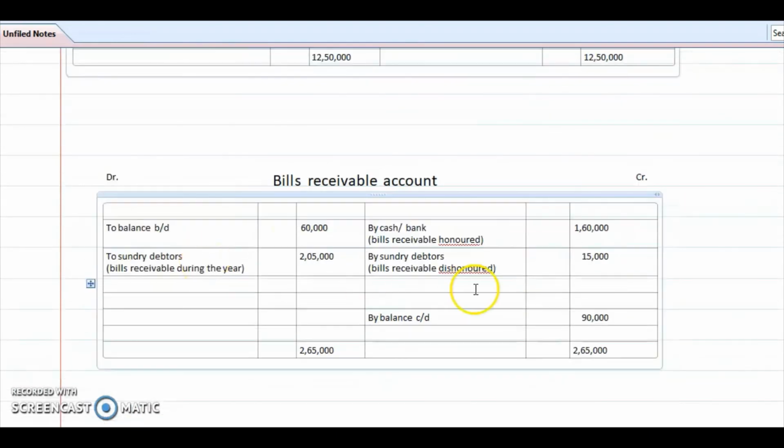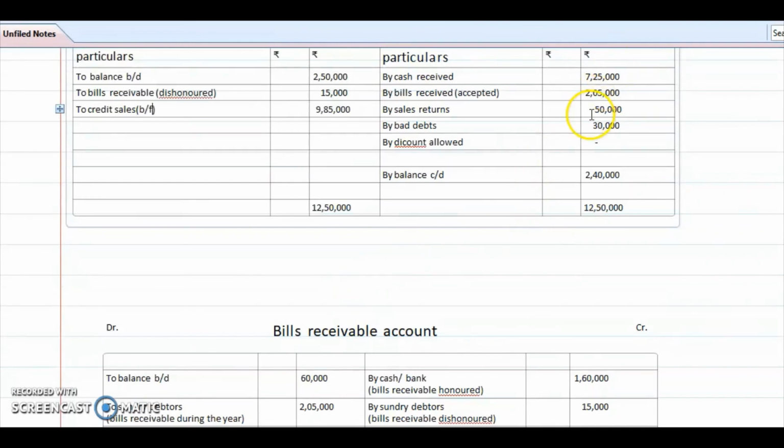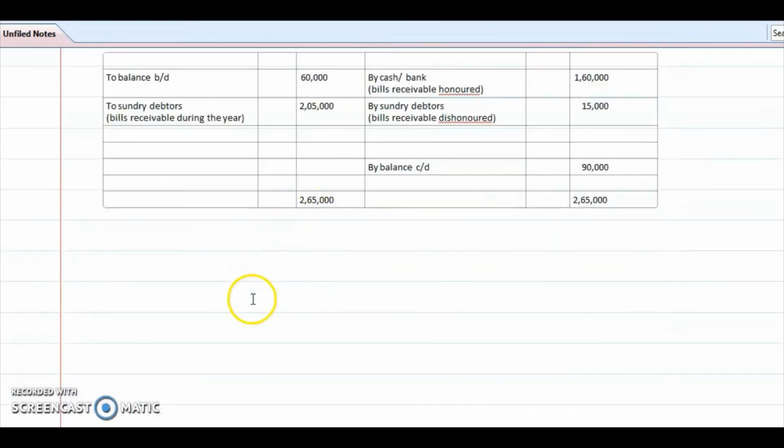Remember, why are we preparing the bills receivable account? We have to find out the total sundry debtors, that is, bills received during the year. That's why we are preparing it. This amount has to be posted here, then only can we find out the real credit sales. Now credit sales we know.